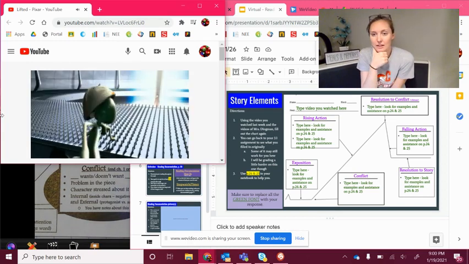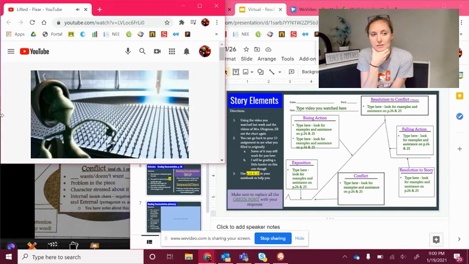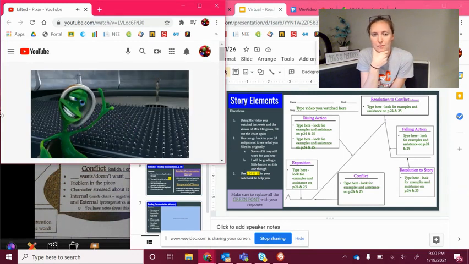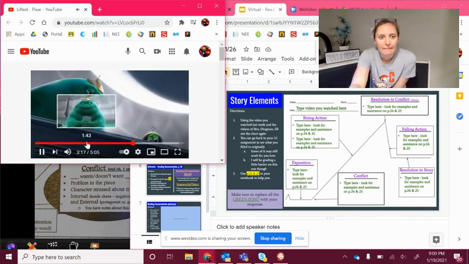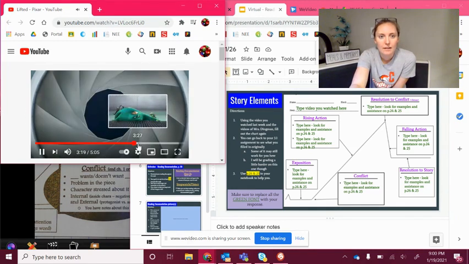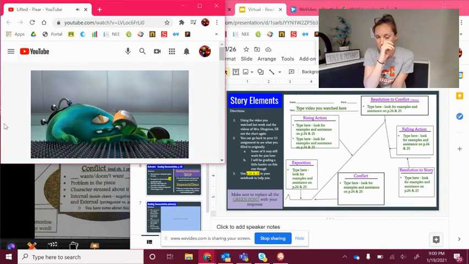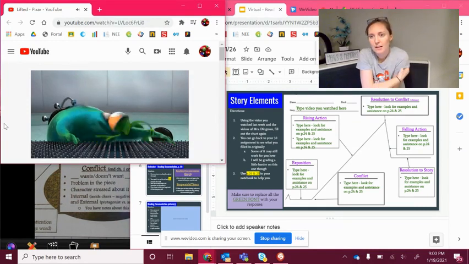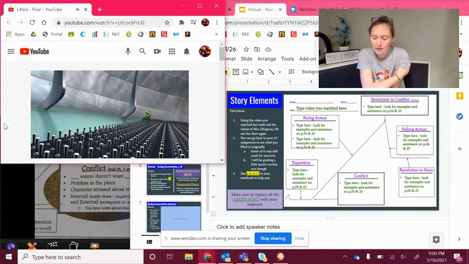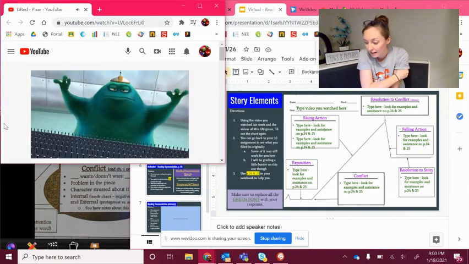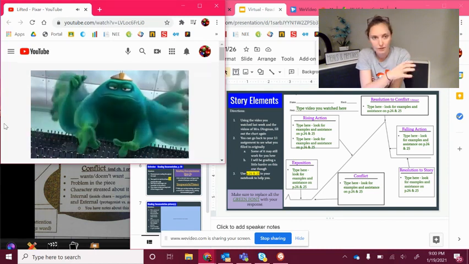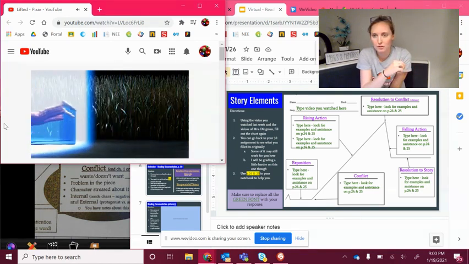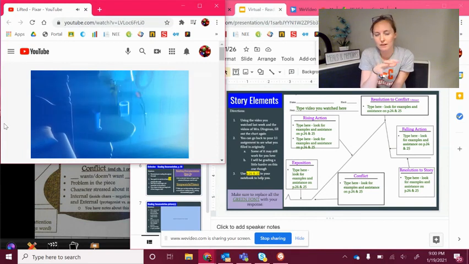Decide which it is, and you type that in the resolution of conflict. Then we get into the last part. This is the following action. Following action just means everyone okay. If you're looking on page 24, that also helps you. It says conflict's over, everything is going back to normal, that kind of stuff. So this is all following action.